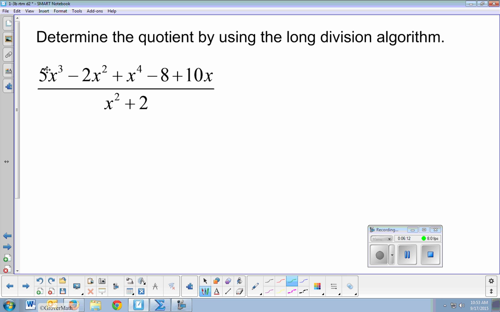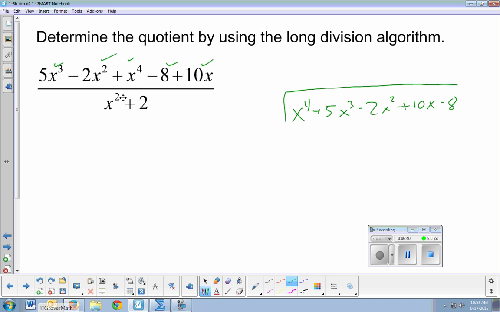So first up top, what's my highest exponent? 4. So it's x to the 4th. Then I do have an x to the 3rd term, right? 5x to the 3rd. I do have an x squared term, minus 2x squared. Here's my 10x. And here's my minus 8. So that has everything. There's no gaps in exponents there, but the denominator, the divisor, does have a missing term. That's a 0x. So x squared plus 0x plus 2.